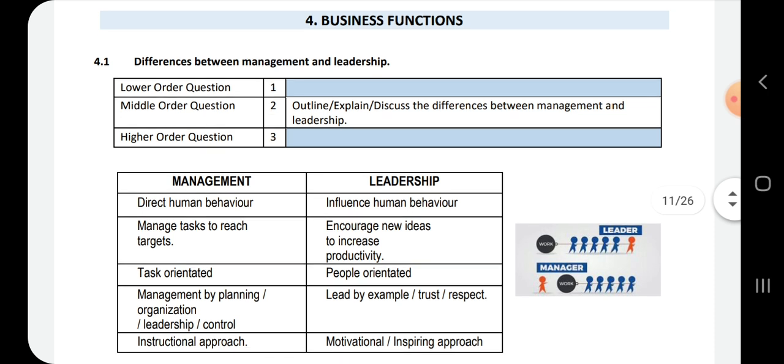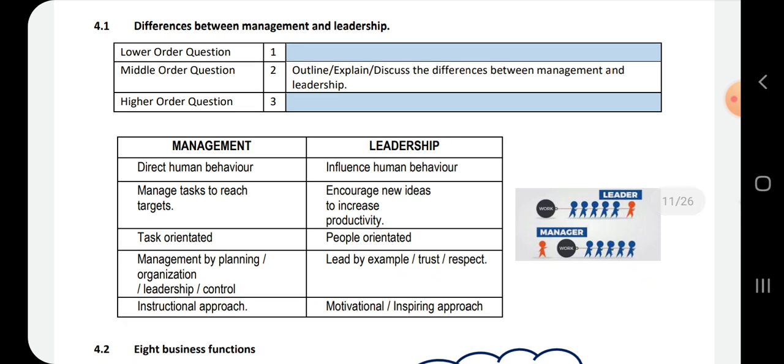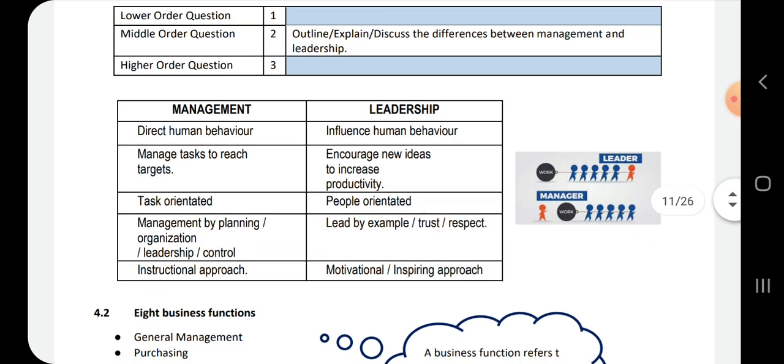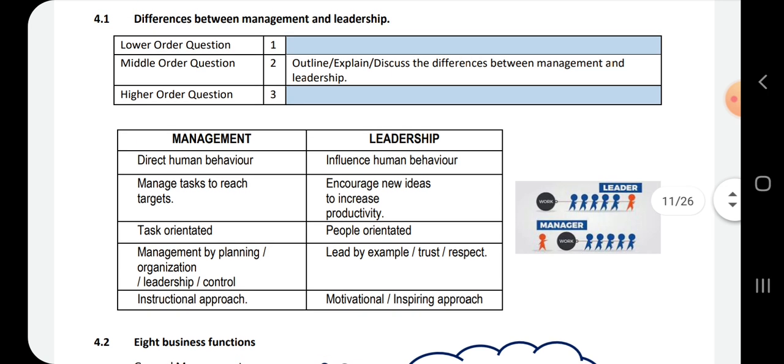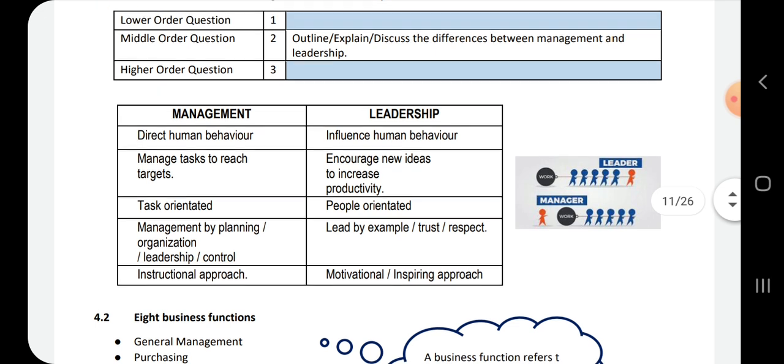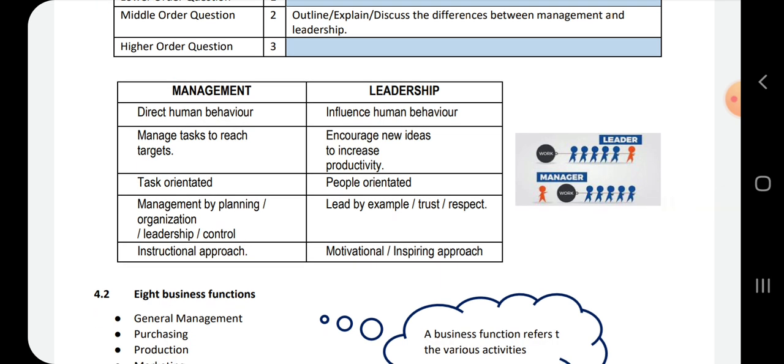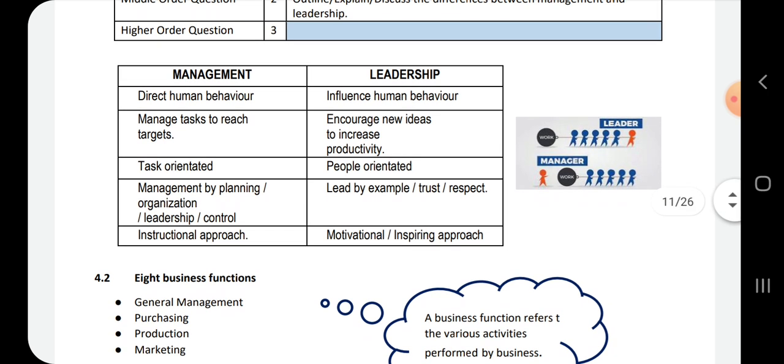So these are the differences between management and leadership. I also did a video. Management directs human behavior and manages tasks to reach a target. I have done that, so I'm not going to be doing that here, but this is a summary for you. Managers are appointed, leaders are born. That's what you have to know. So leaders do a better job than managers. You see, that's the picture. Leaders are always at the front doing what is expected of the people, but managers are just sending you off to work.